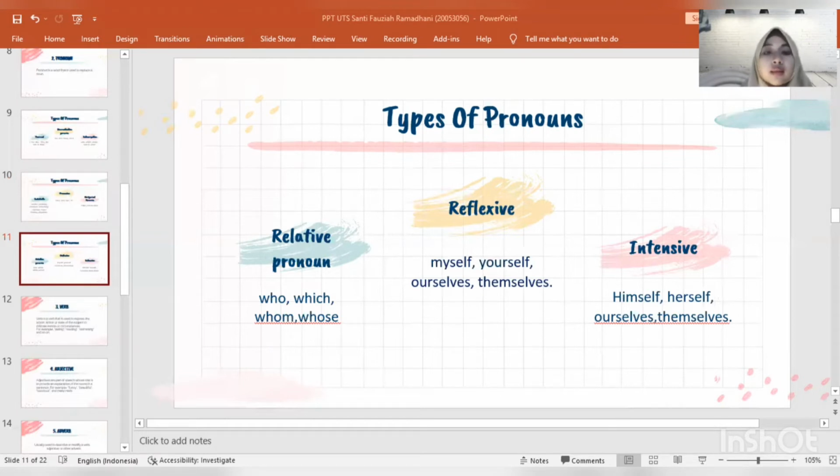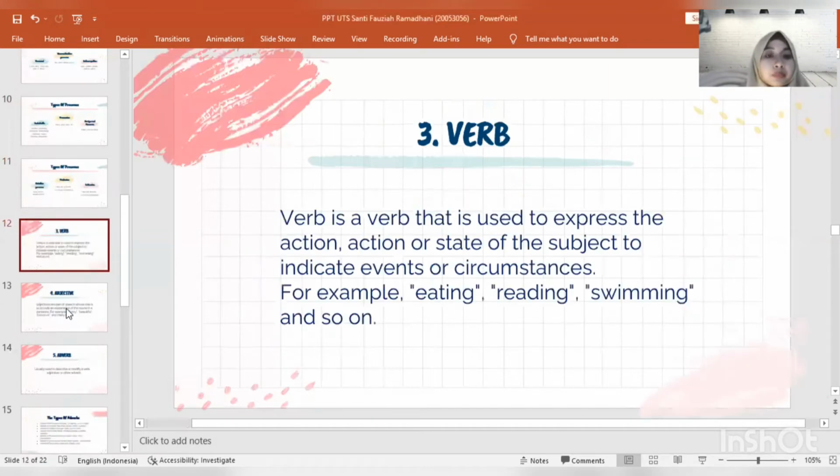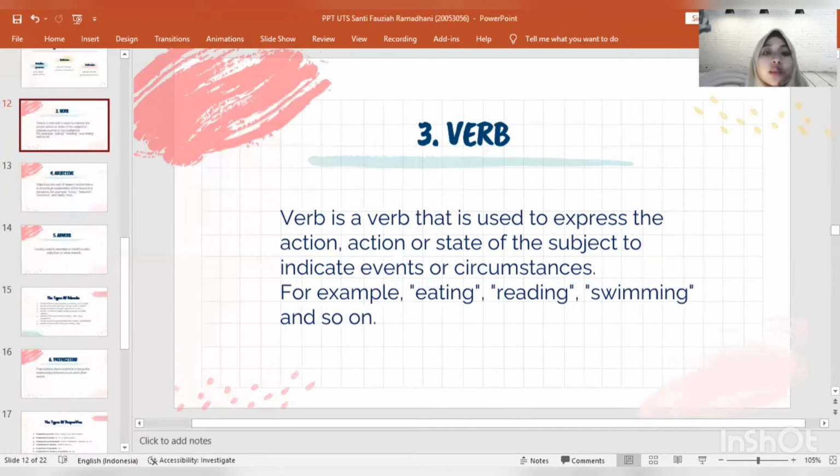The last is intensive. For example, himself, herself, ourselves, themselves. The next is verb. Verb is used to express the actions or state of the subject, to indicate events or circumstances. For example, eating, reading, swimming, and many more.